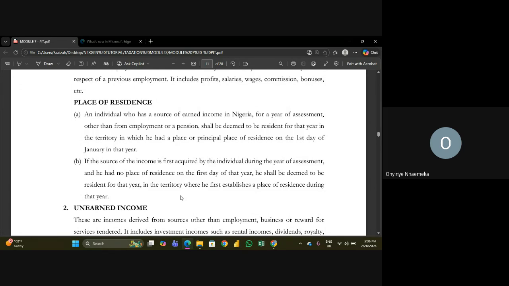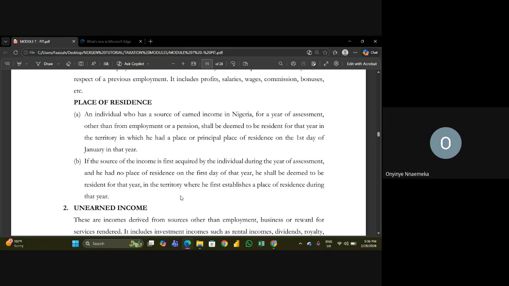So they now said that what if the person does not even have a principal place of residence or a place of residence as on the 1st day of the year? Then it becomes the territory where he first establishes a place of residence. Okay. So the moment you find a place to stay, the tax authority in that place becomes like your residency tax authority, like the territory becomes your residence. Okay, so that's for earned income.